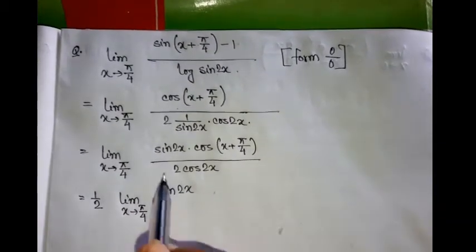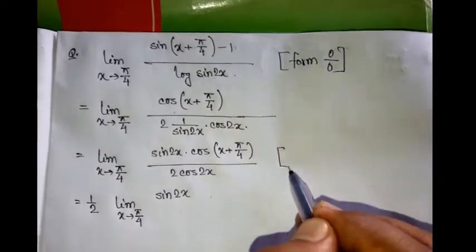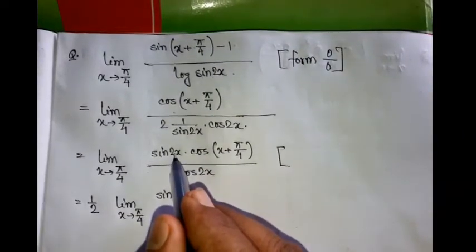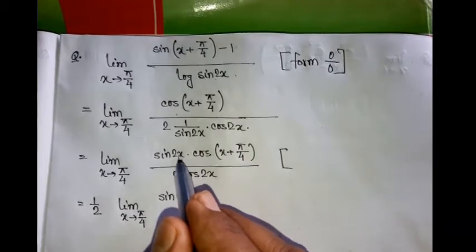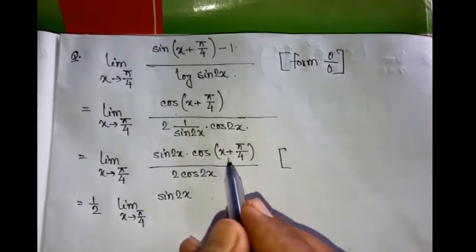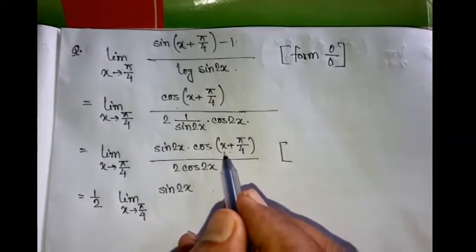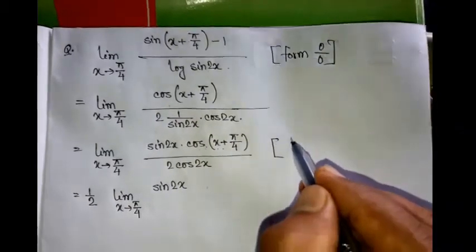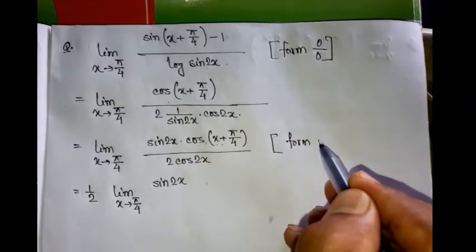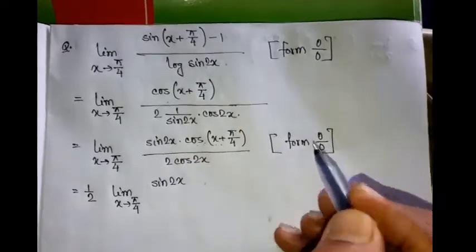Actually again the form 0 by 0. Check: sin 2 into pi by 4, that means sin pi by 2 is 1, and this is cos pi by 2. Cos pi by 2 means 0, 1 into 0 means 0, and the denominator is 0, so it is again the form 0 by 0. So I am considering directly the derivative.